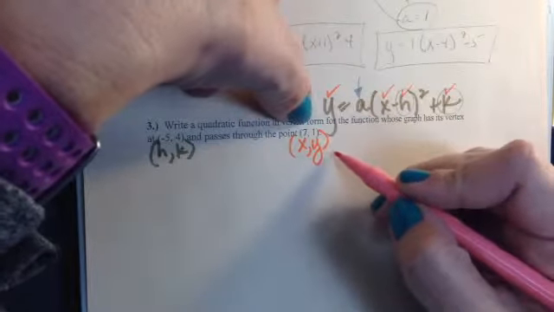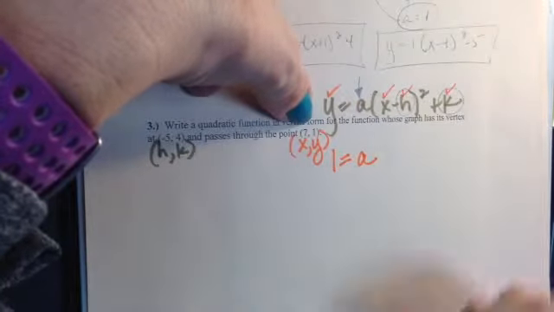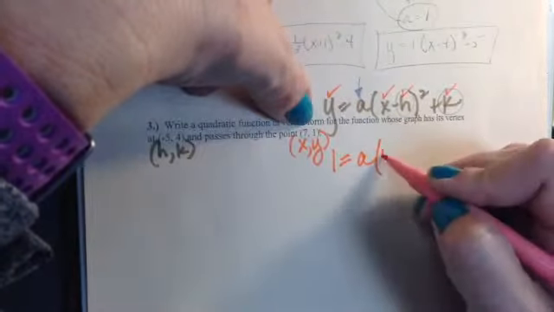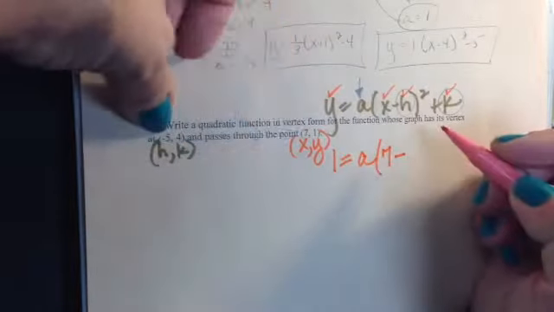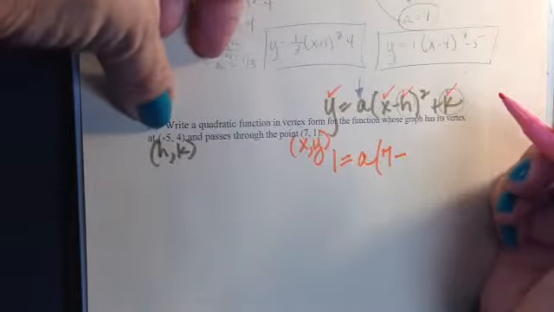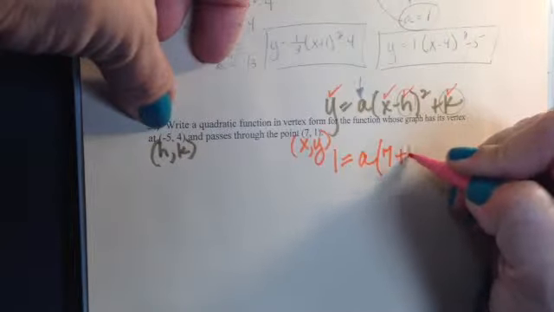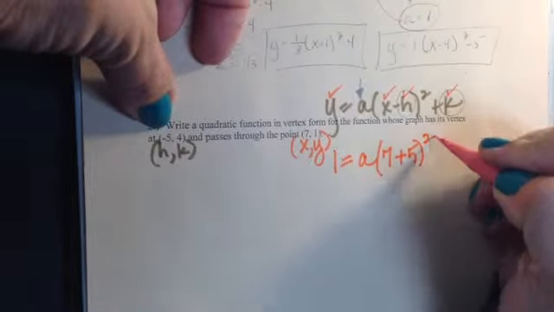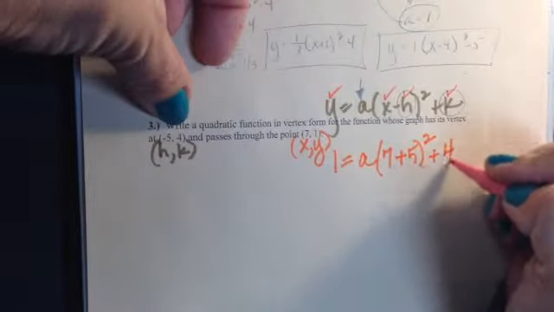Y equals, the y value I have is 1, so 1 equals, our a is the missing piece, times x minus h. The x value I can use is 7 from this ordered pair. H is our negative 5, since our vertex sits at negative 5, 4. So it's going to be 7 minus negative 5, which is actually going to result in 7 plus 5. We'll square that amount. Then we'll add the k, which we see to be 4.